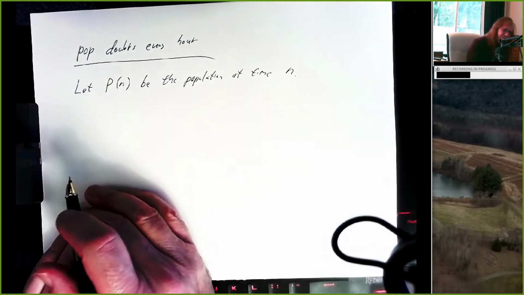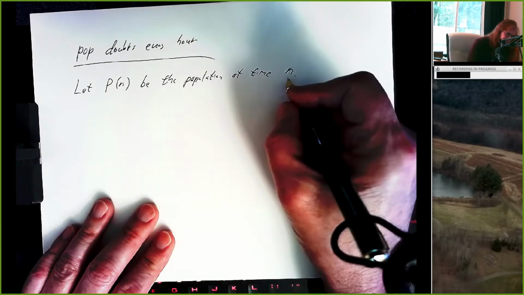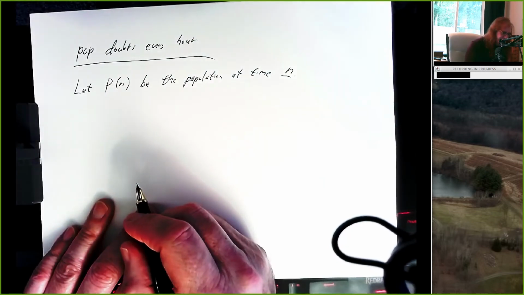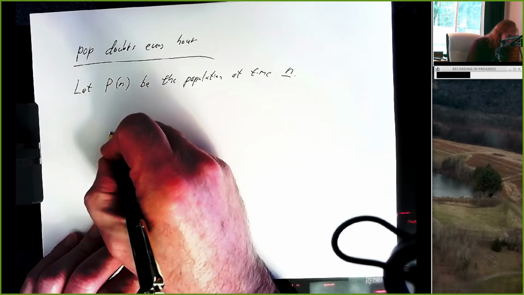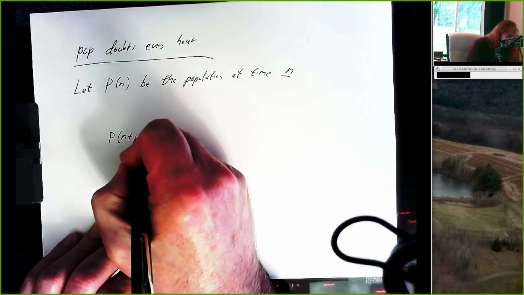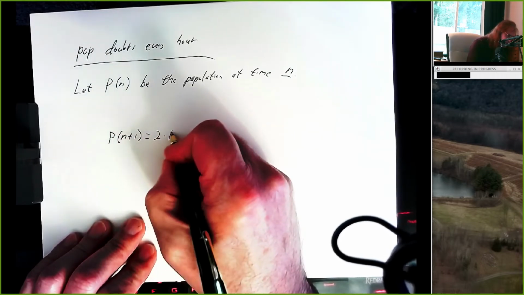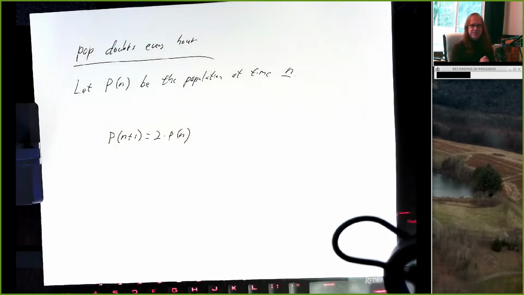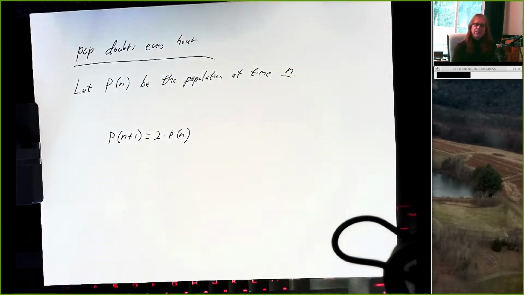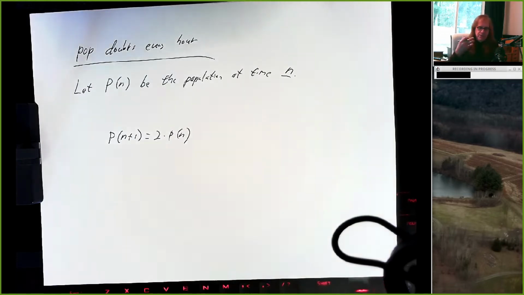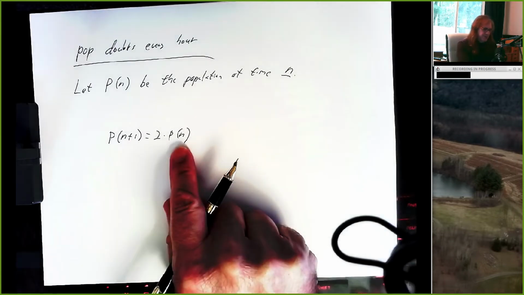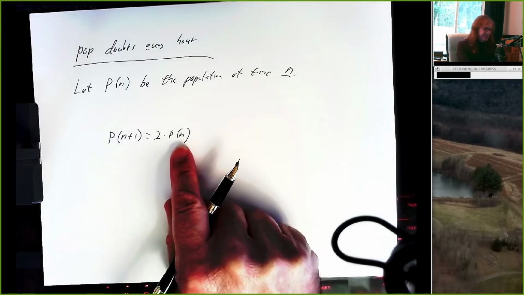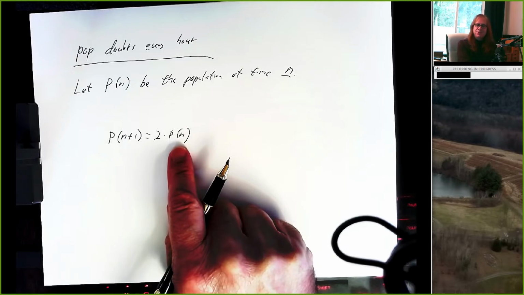Well, if we know the population doubles every hour, and n is a time in hours, we can write the following fact. The population at time n plus 1 should be twice the population at time n. It's a recurrence relation. And if we know that the population at time 6 hours was 100, we can figure out that at 7 hours the population will be twice that, which is 200.